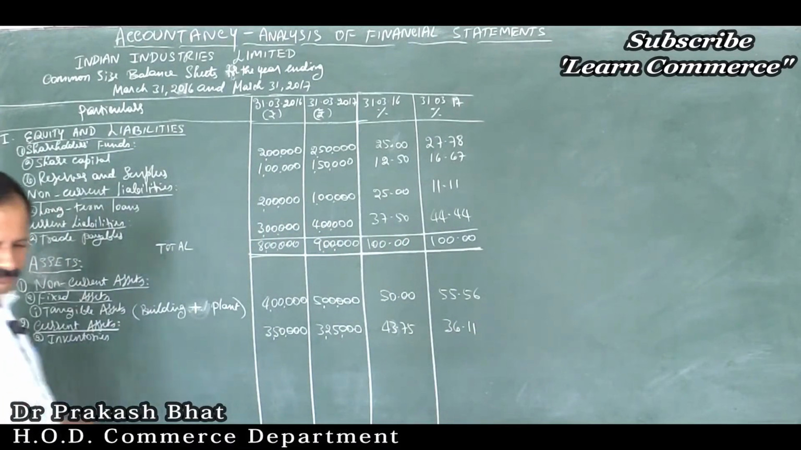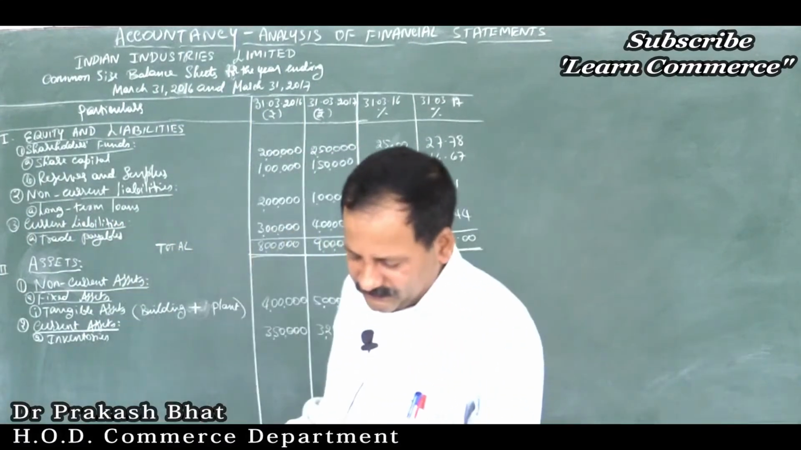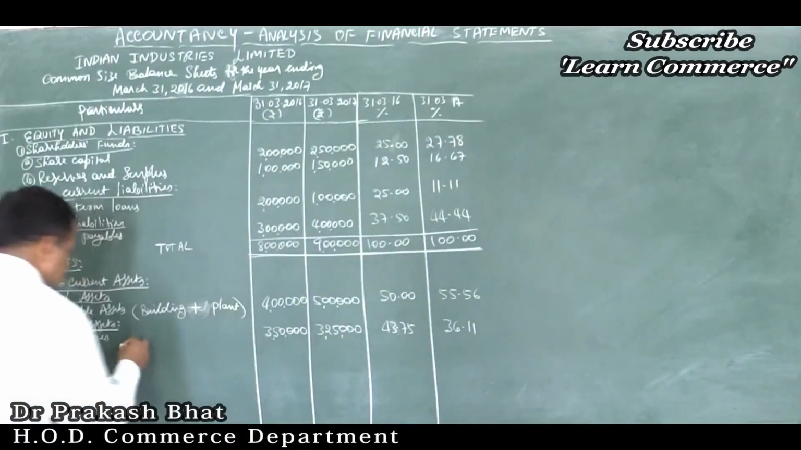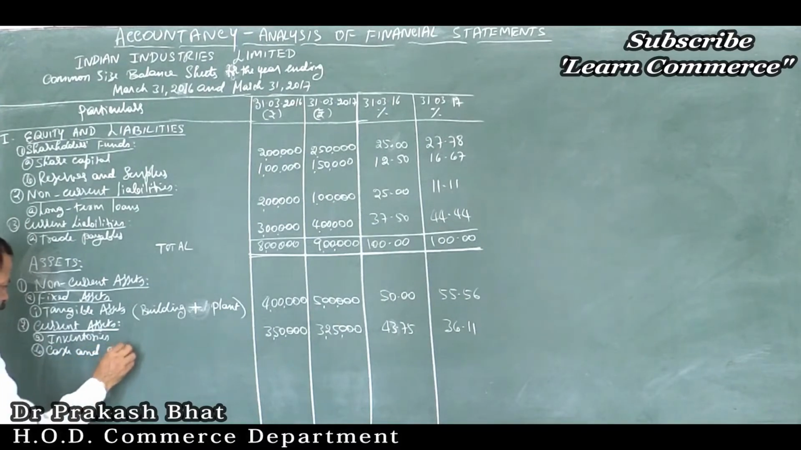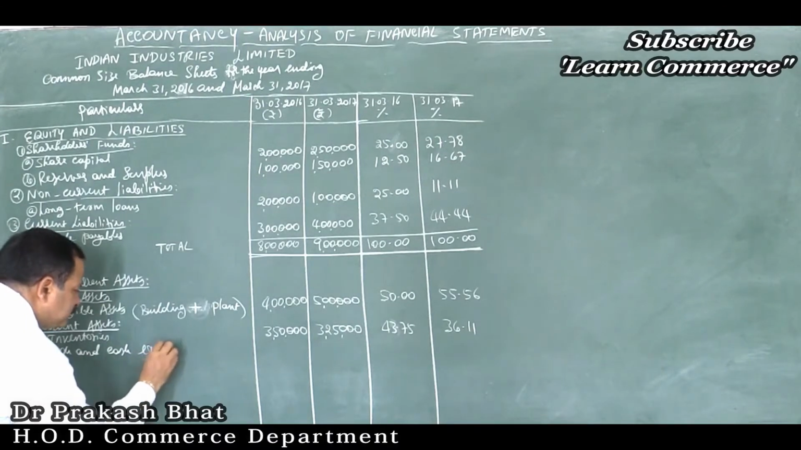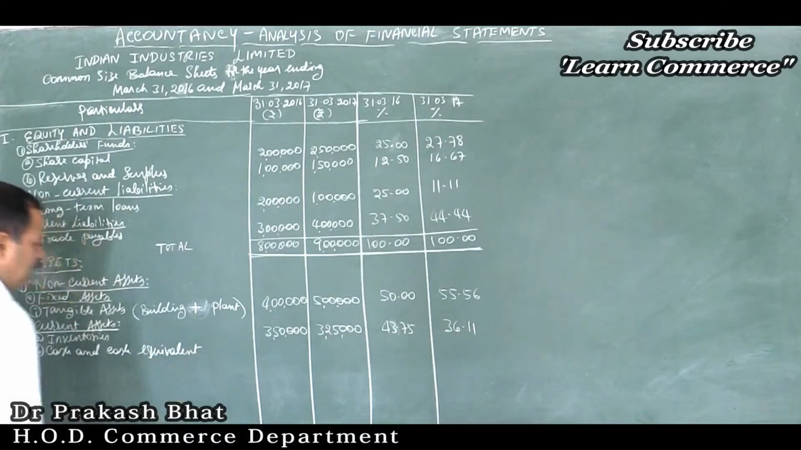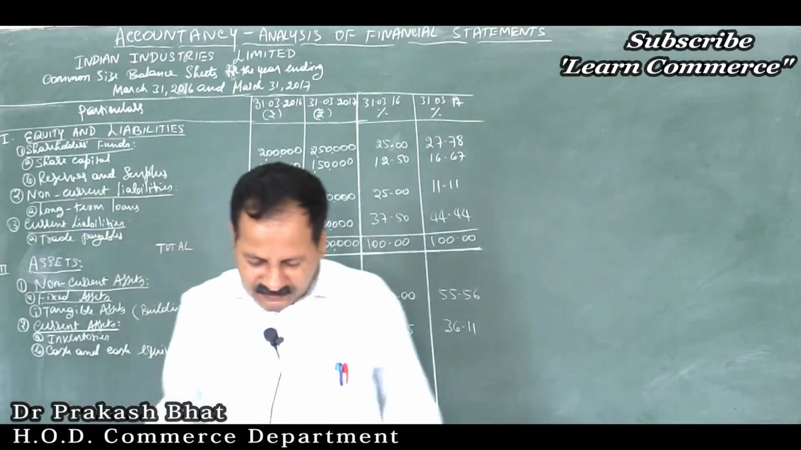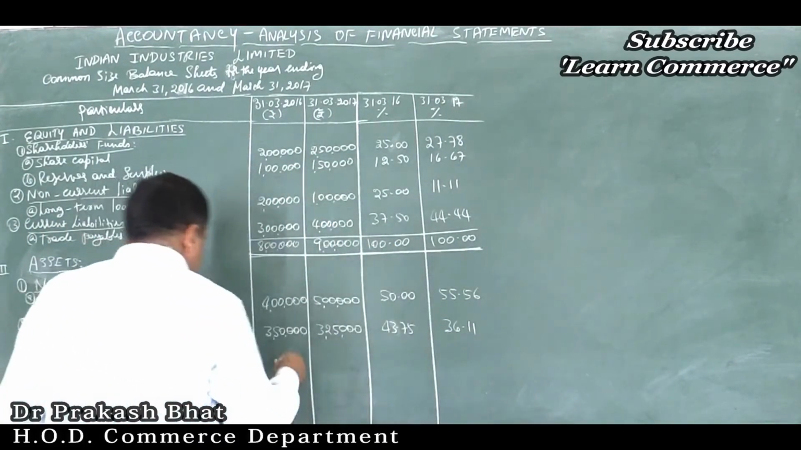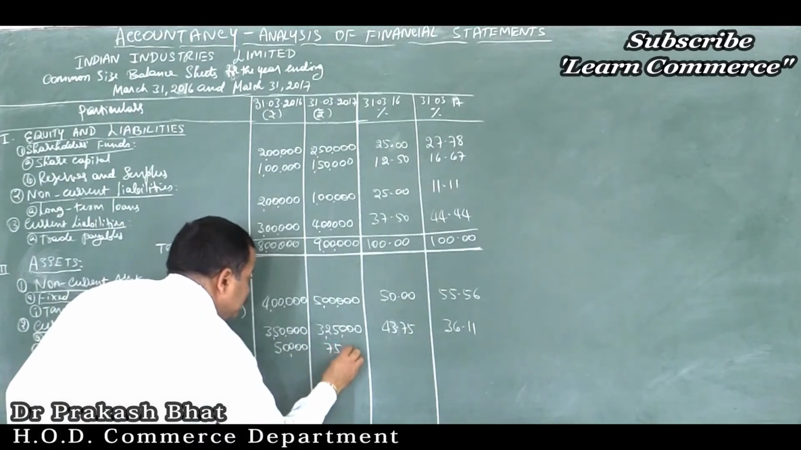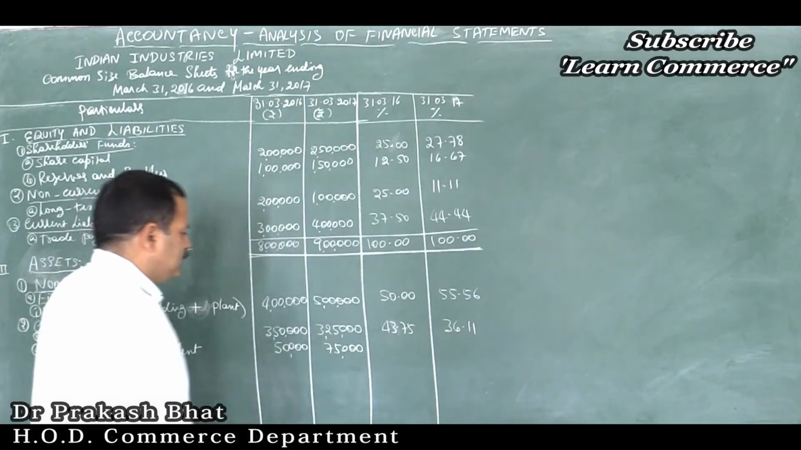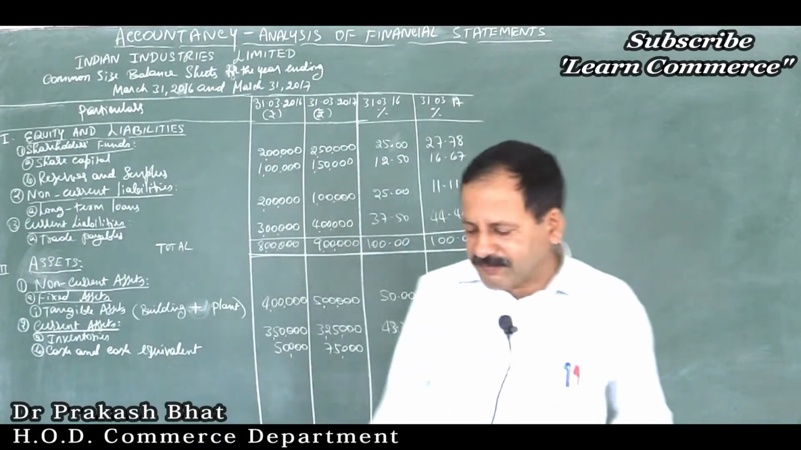That is, I think, cash and cash equivalent, correct? Cash and cash equivalent. How much is it? That is 50,000 and 75,000. Yes, 50,000 and 75,000, isn't it?